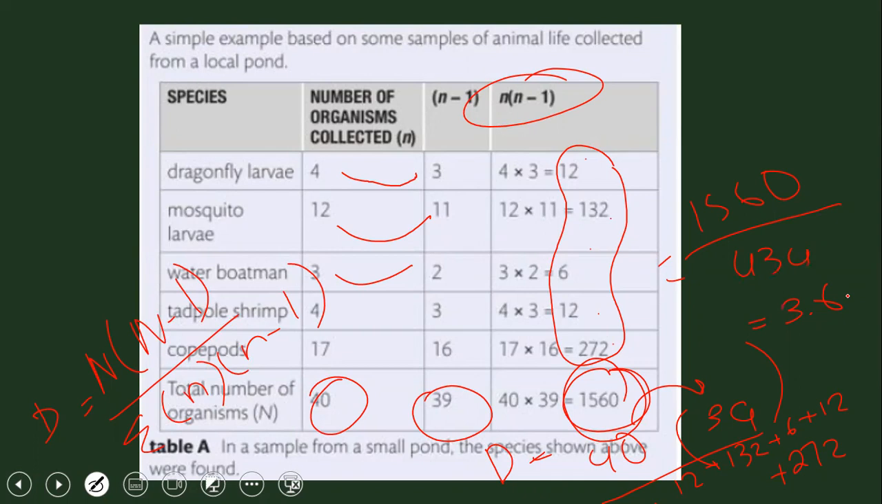Is the calculations part clear, Basil? Yes. Okay.